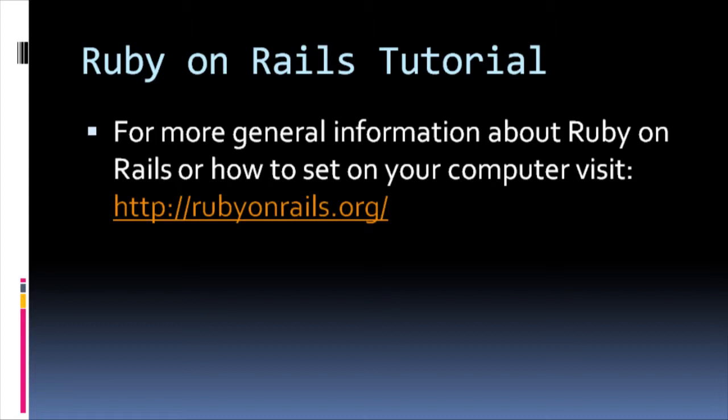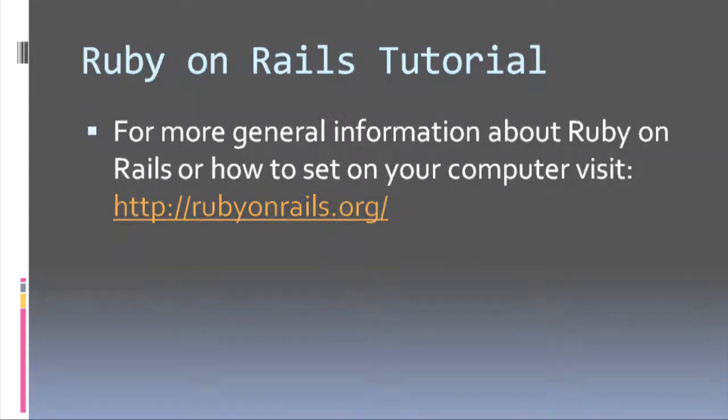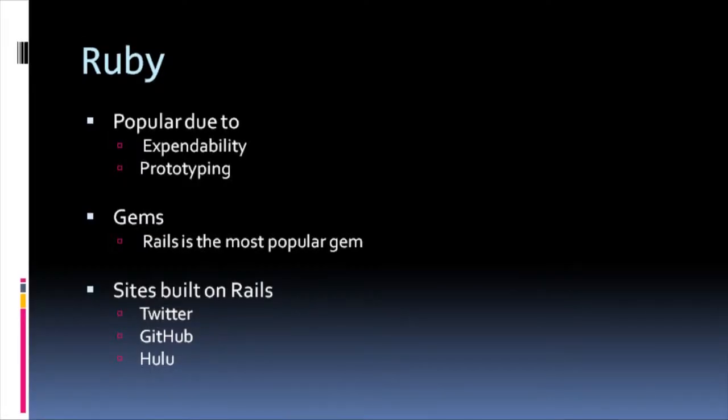Today we're going to show you how to create a simple website using Ruby on Rails. We assume that you already have your environment set up, but if not, you can go to rubyonrails.org for more information. Ruby is very popular because of its fast speed of prototyping and expandability using gems. Rails is one of the most popular gems that Ruby has to offer. Many popular websites use Ruby on Rails, such as Twitter, GitHub, and Hulu.